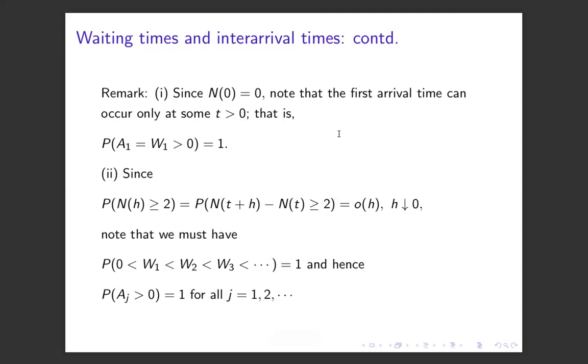And similarly, as we are assuming, one of the postulates of the Poisson process is that the probability of two or more arrivals in a very, very short span of time is very, very negligible. It is of this small order h.